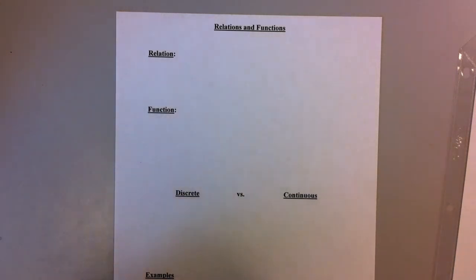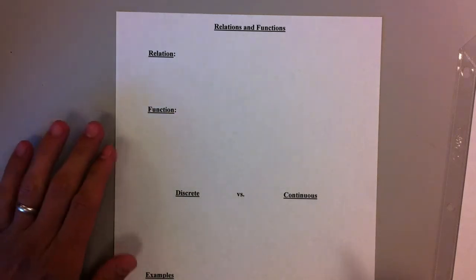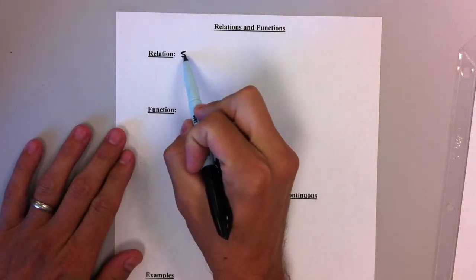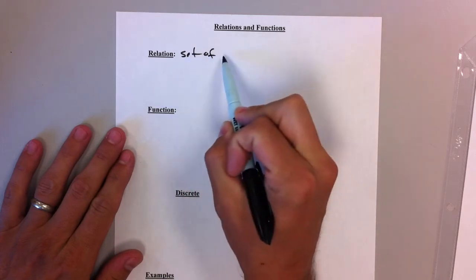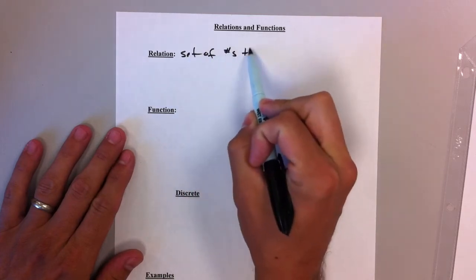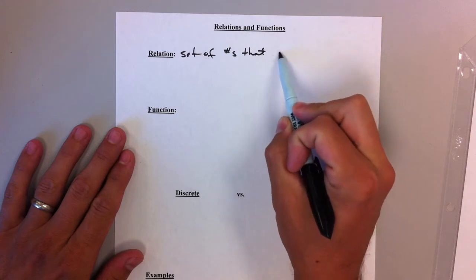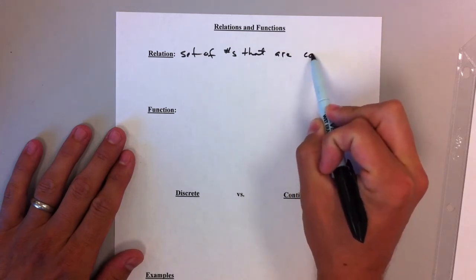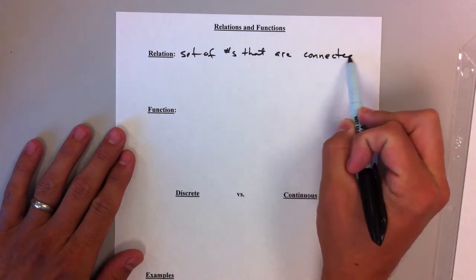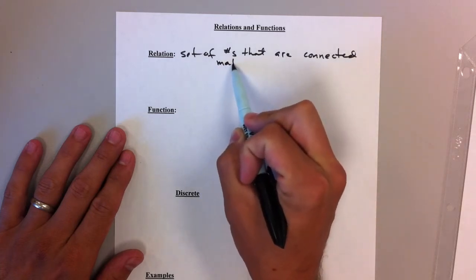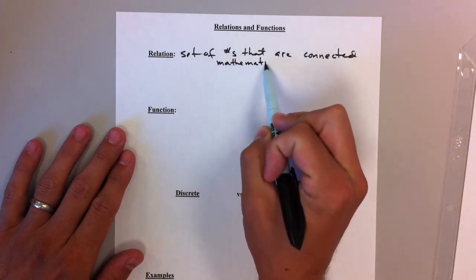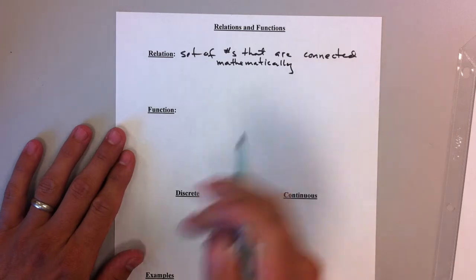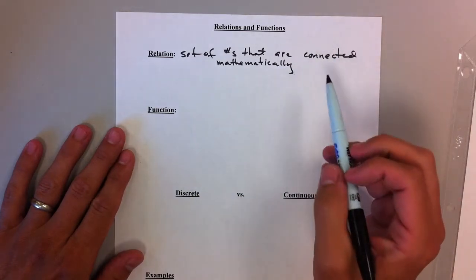Okay, we're going to talk about relations and functions. So let's just start with the very beginning, I guess, what a relation is. A relation is a set of numbers that are connected or related mathematically. And you've seen a bunch of these.